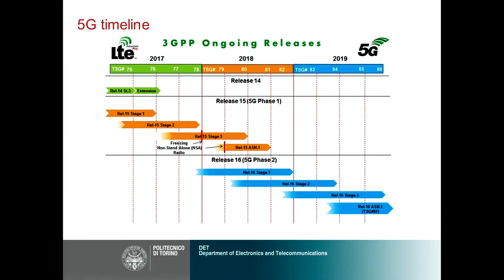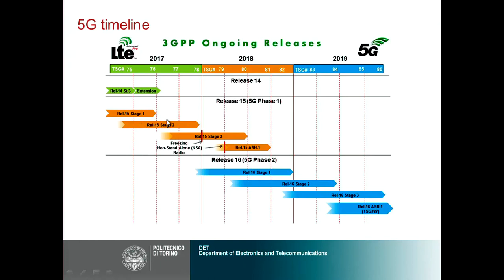In a phase in the standardization, there are three stages. They are detailed here. The stage one is where you look at user requirements. So in stage one documents, you see, okay, a user will need high broadband, will need high mobility, will need to address many thousands or millions of devices. You will need to address remote control for automation. All the user needs are detailed in stage one.